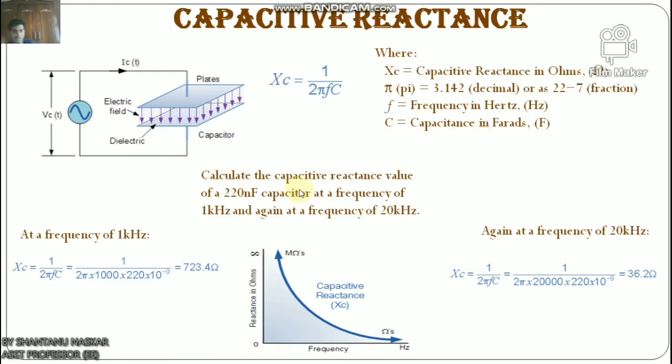Now just go through an example. Calculate the capacitive reactance value of a 220 nanofarad capacitor at a frequency of 1 kilohertz and again at a frequency of 20 kilohertz.